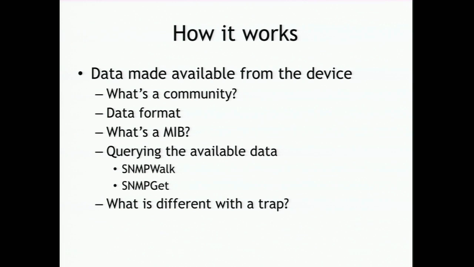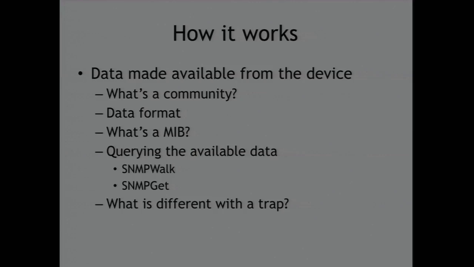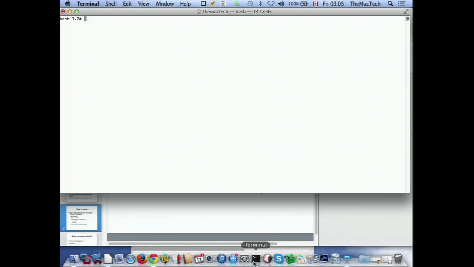The community name is just a string. By default, it's public and private for the read-only and the write. And they tell you to change that right away for security reasons. The data format, as I went over, is a tree, and I'll show that from the terminal. I'll give you an example right now of what it looks like.